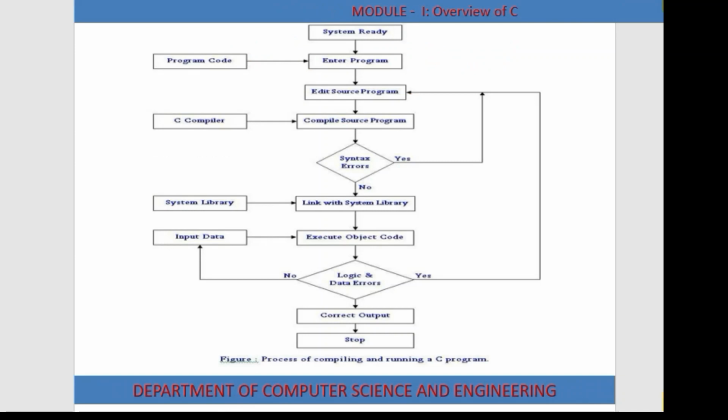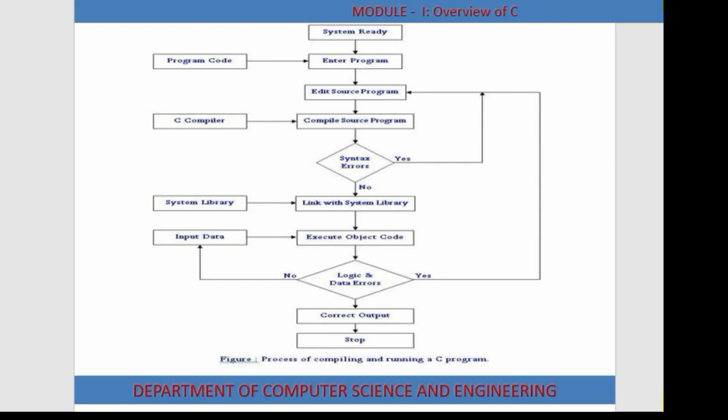Step 2, compiling the C program. C source code with .c extension is given as input to the compiler, and the compiler converts it into equivalent machine instructions. If the source code is error-free, then the code is converted into an object file with .obj extension.